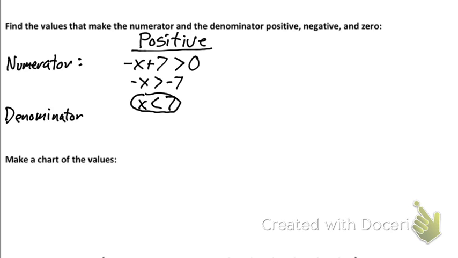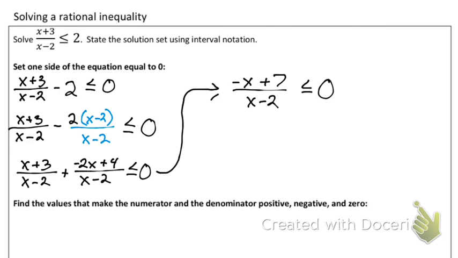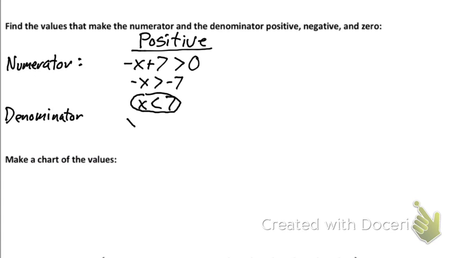My denominator is positive whenever x minus 2 is bigger than 0. So x minus 2 is bigger than 0, in which case x needs to be bigger than 2.